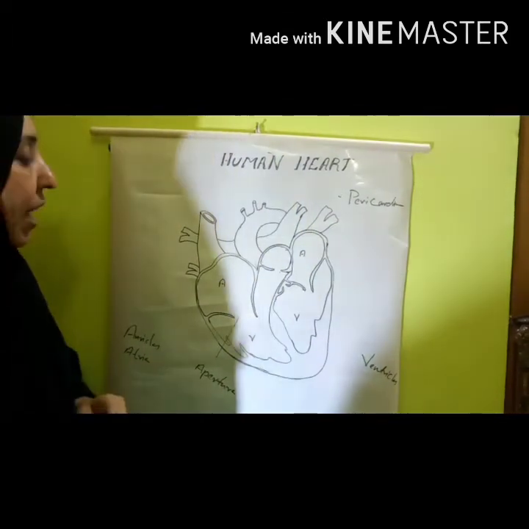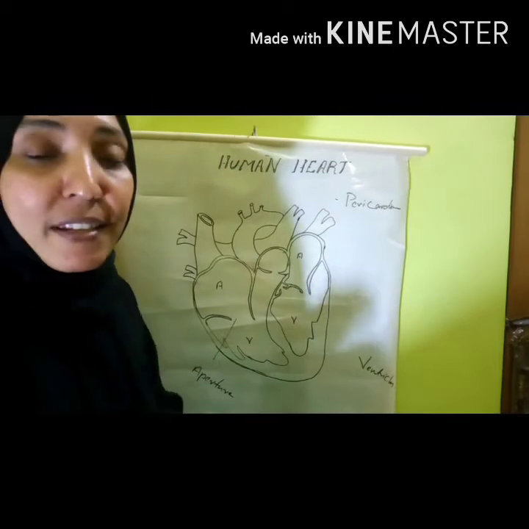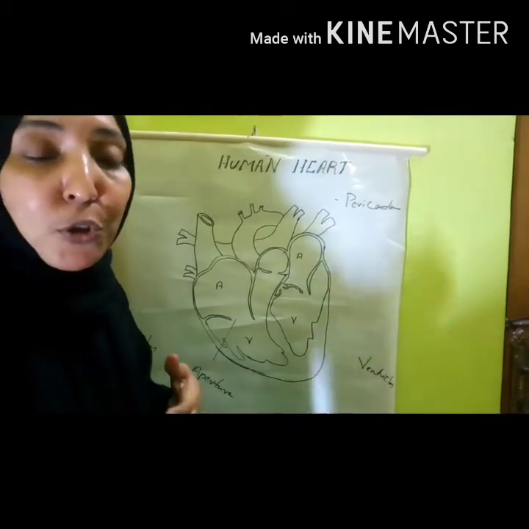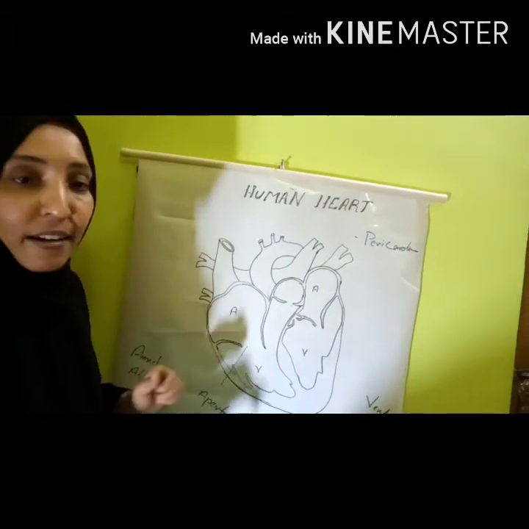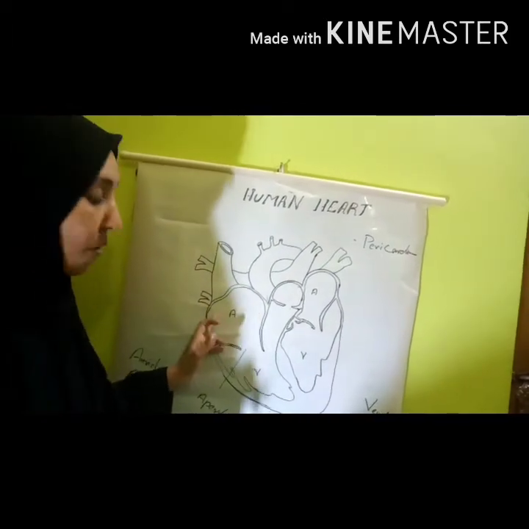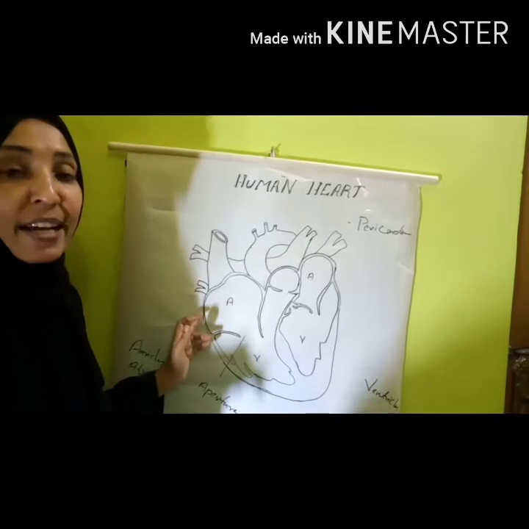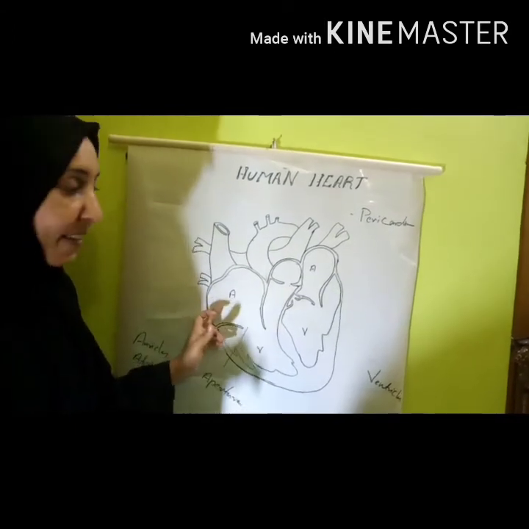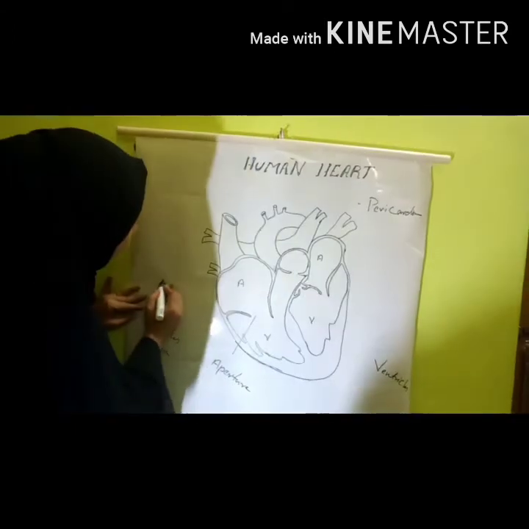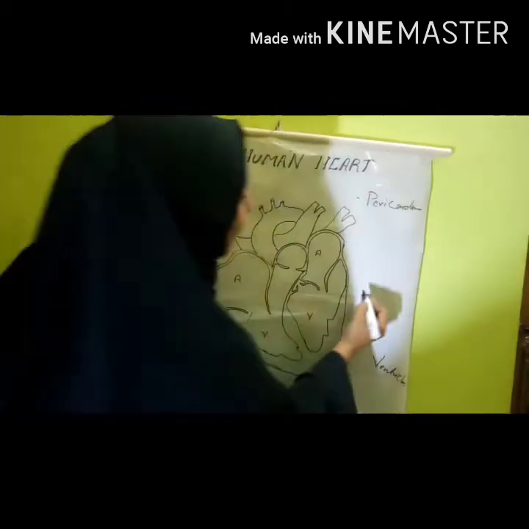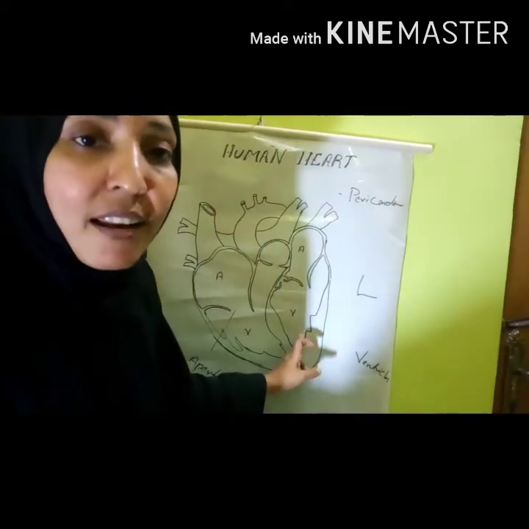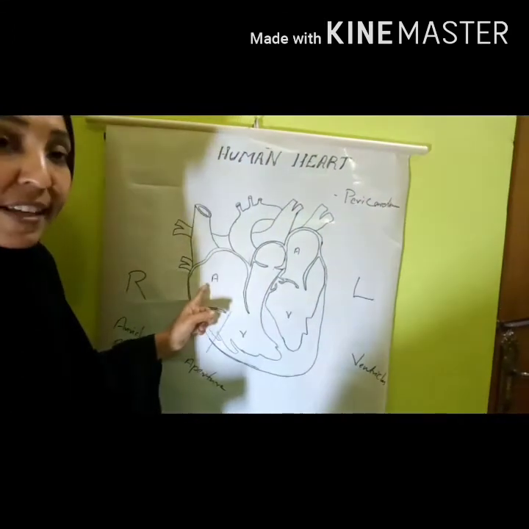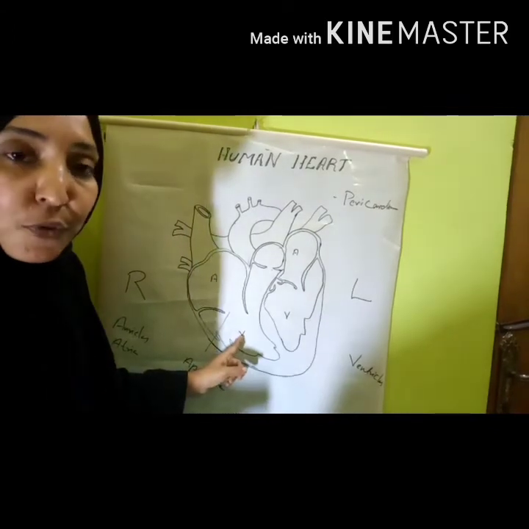Then we have to see what the blood vessels are and how they open into the different chambers of the heart. First of all we can look at the atria. This is the right atrium and this is the left atrium. This is the right side and this one is the left side. These 2 are the right chambers and these 2 are the left chambers. This is the right atrium and this one is the right ventricle.